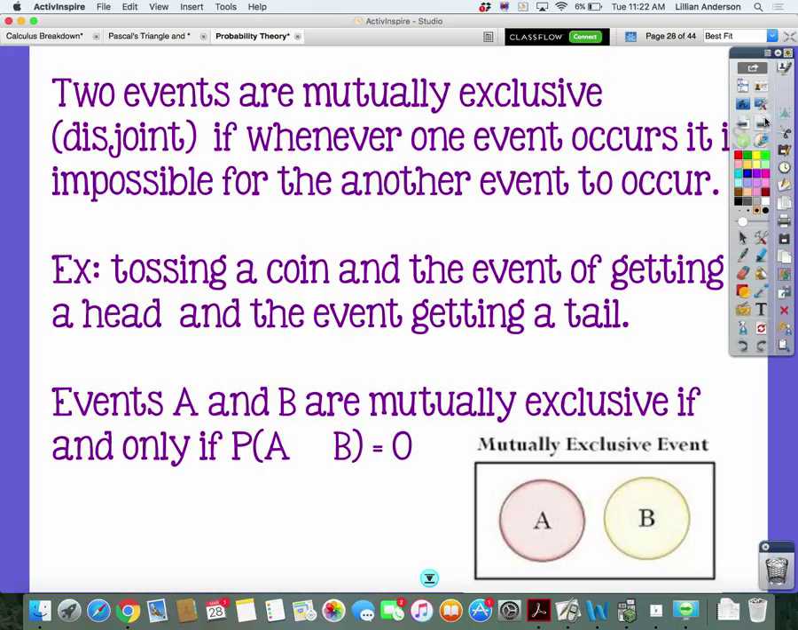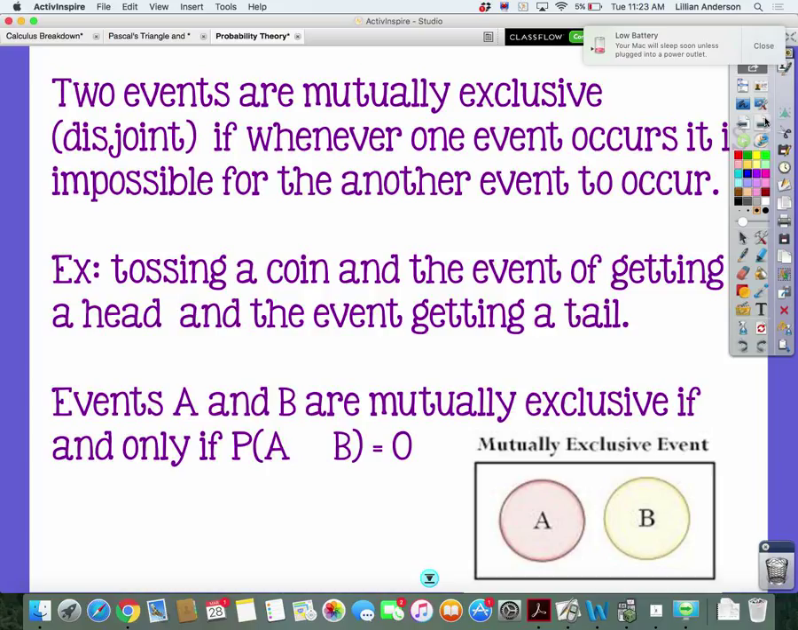Okay? For example, say you toss a coin. The event of getting a head and the event of getting a tail at the same time is impossible. Okay, and we're not considering landing on its side or anything like that. That's an example of a mutually exclusive event.